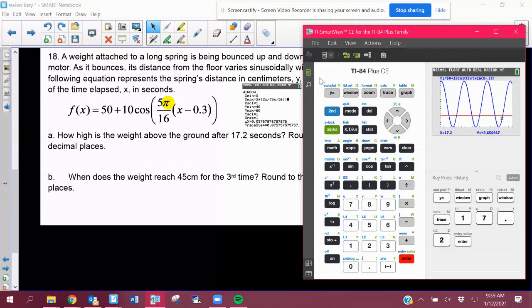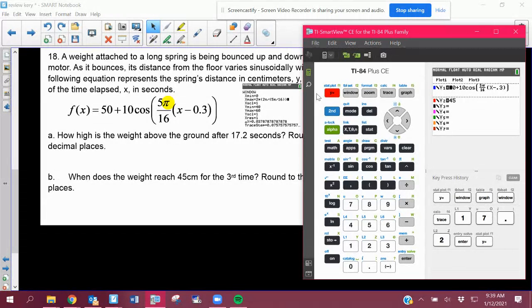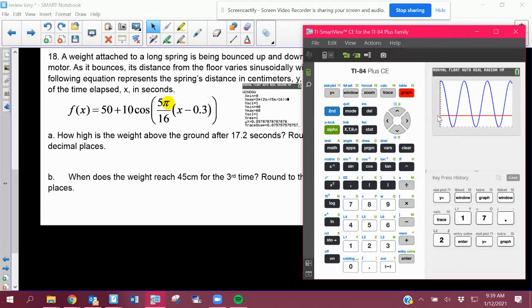So I'm going to go in there. Since 45 centimeters represents a y value, I'm going to do y2 equals 45. Go look at the graph, and I want it where it's hitting the third time. So 1, 2, 3. I want this piece. So I might sketch that out on my paper to show my work if I needed to. I'm going to do second trace, number 5. Going to go get close to that. Oh, man, why did it put me all the way back over there? One day I'll get there.